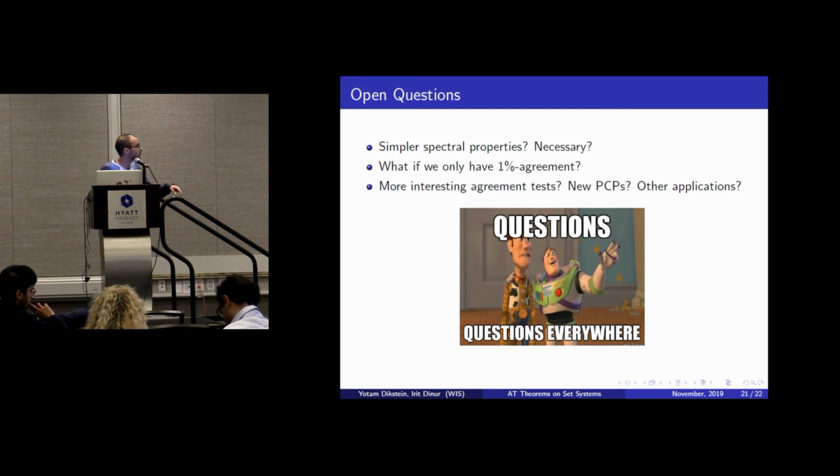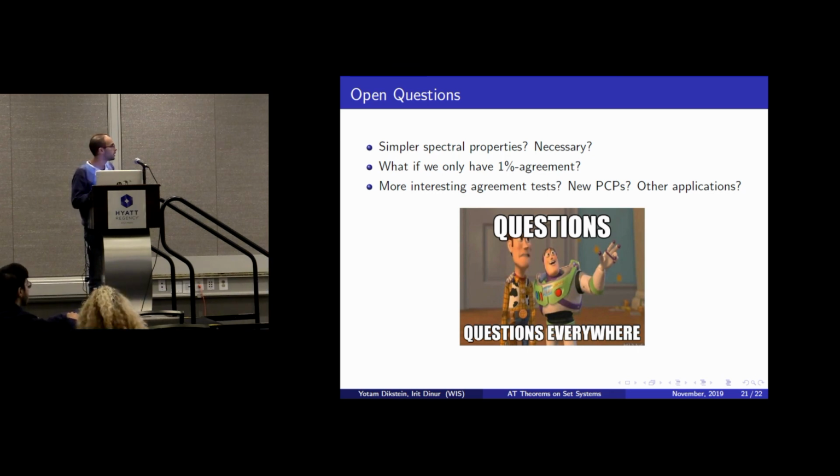The second thing that interests me is what happens not if we're promised that our functions pass the test 99% of the time, but we're only guaranteed that they pass the test with probability slightly above what we could expect from a random assignment of functions. This question, I think, is more open. And finally, of course, we'd like to find more interesting set systems with agreement tests that we can maybe use to construct new and improved PCPs or other applications.